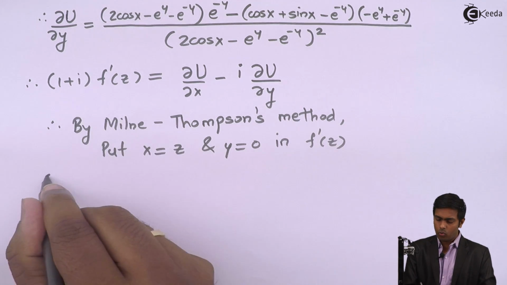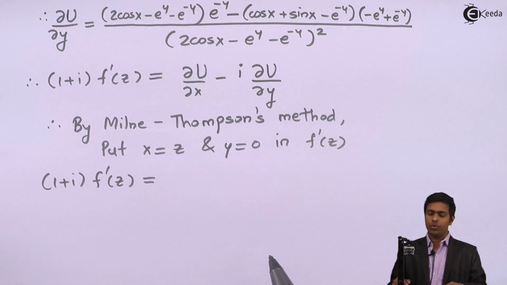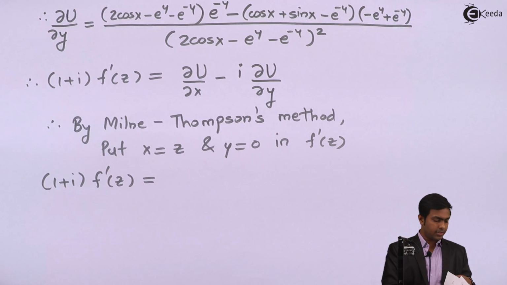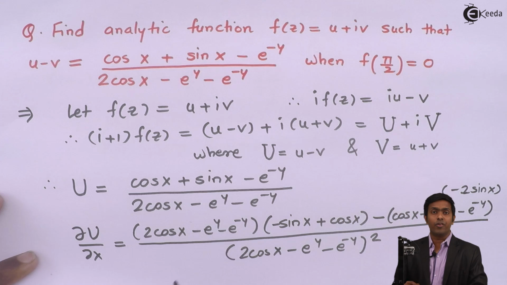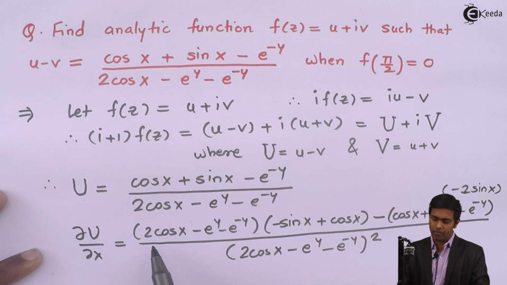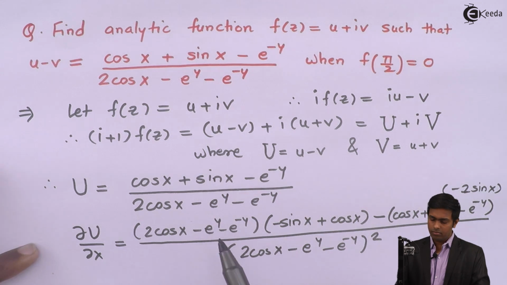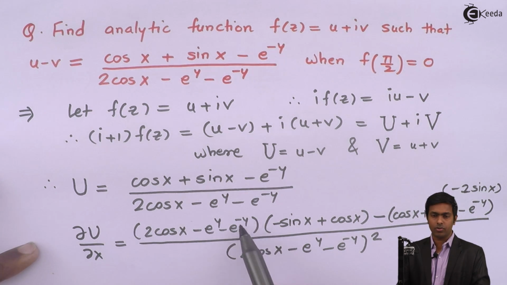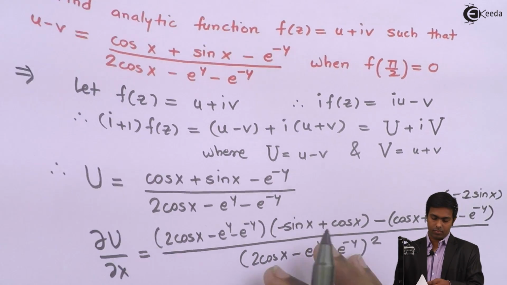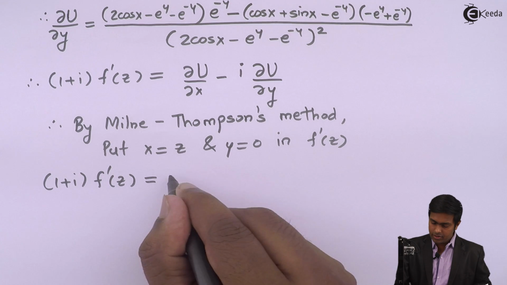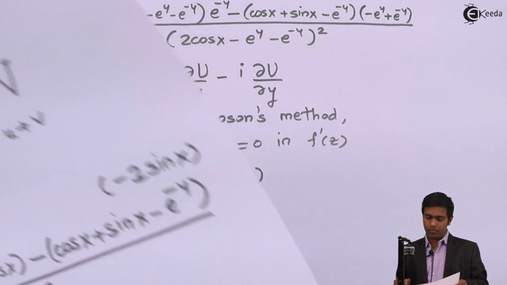So here we will get 1 plus i f dash of z is equal to, now the value of dou u by dou x we have is this. So in this we will substitute x as z. So here we will get 2 cos z, y as 0. So e raised to 0 is 1, e raised to 0 is 1, so this will become minus 2. So here I will say it is 2 cos z minus 2.